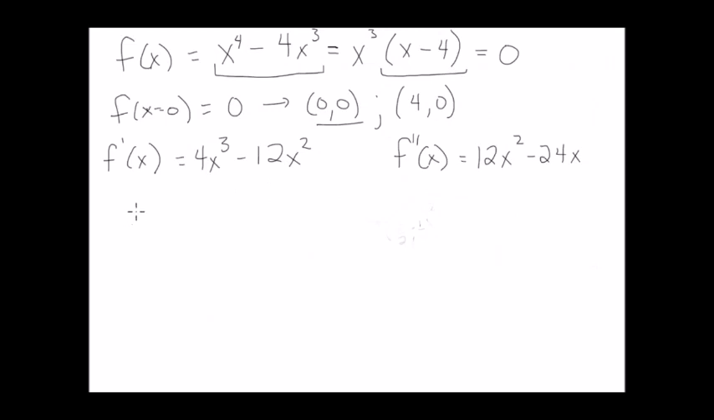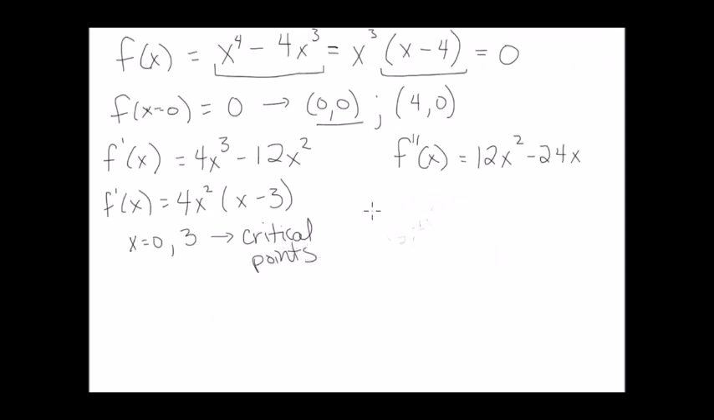So to do that, I factor out a 4x squared times x minus 3. So that gives me critical values at x equals 0 and x equals 3. I check whether they're critical points. The function is defined at those places. So that means that I have critical points at both critical values. And we'll come back to that in a second.